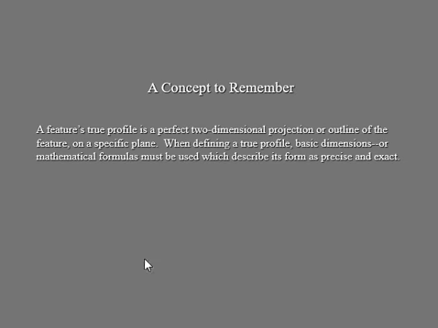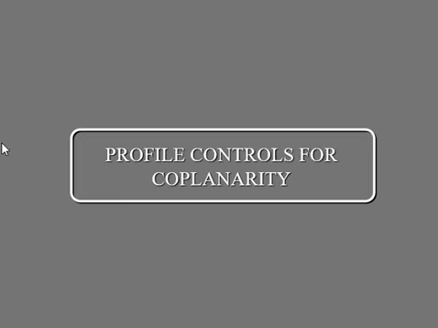So your feature true profile is a perfect two-dimensional, again 2D, projection or outline of that feature. Again, your feature can be seen on a plane. So when you define your true profile, you have to have your basic dimension, because without that, it's impossible to have your true profile. All right, profile control, and we are going to deal with coplanarity.